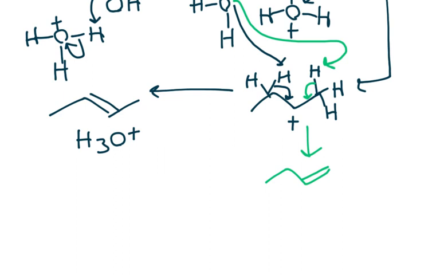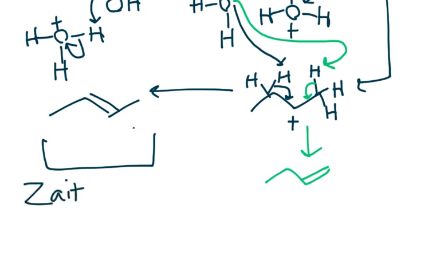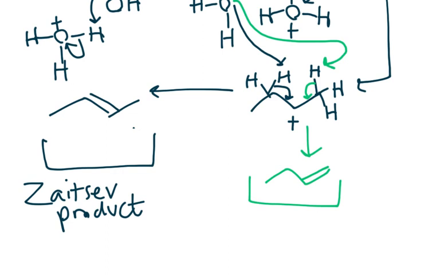So this product that we got originally, I'm going to erase the H3O plus, that's kind of misleading. Just this product with the double bond, we call the Zaitsev product. And that's after the guy who discovered this whole phenomenon. And this other guy named Hoffman also contributed in some ways, so we call this the Hoffman product.